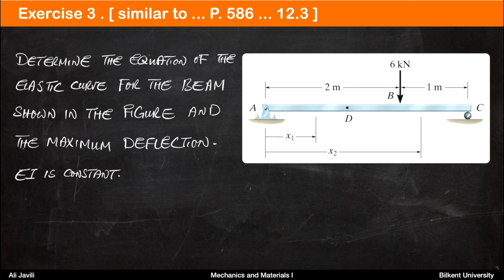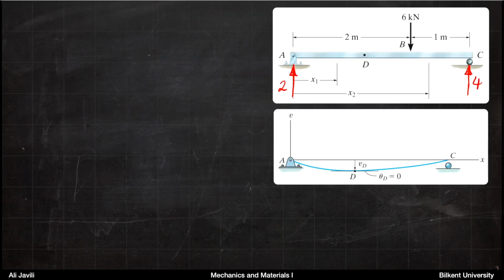But before that, we need to calculate the elastic curve itself. So in order to calculate the elastic curve, we need to start with calculating the support reactions. And then again, from the distances here in the problem, you can imagine that we need two forces, AY and CY, such that the sum of them would be 6 kilonewton.